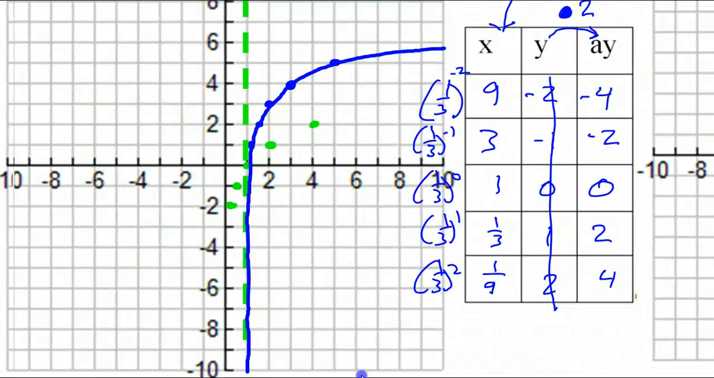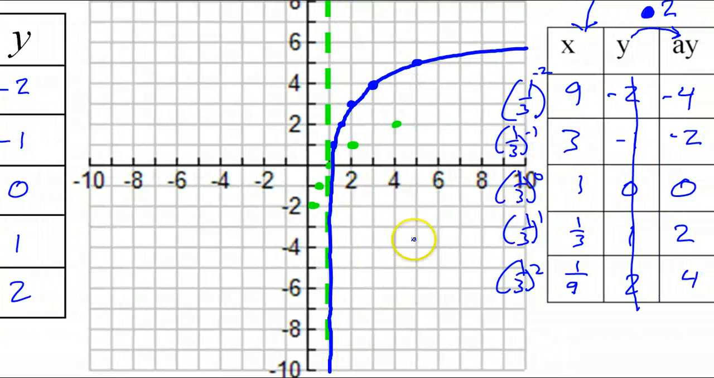Where was I? Domain. I think we were doing this one. Domain goes left to right. So that's 1 to infinity.